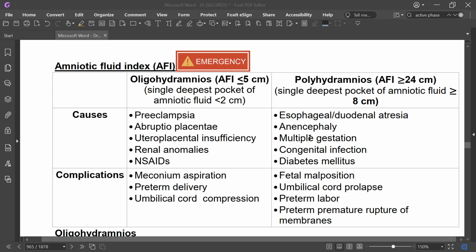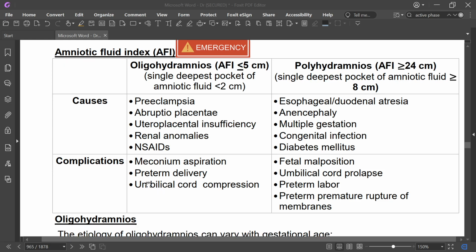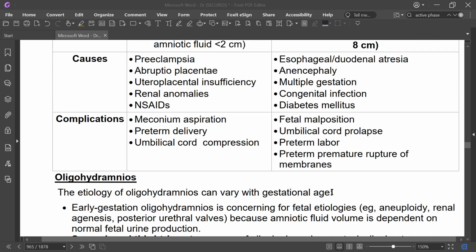Polyhydramnios causes are esophageal or duodenal atresia, anencephaly, multiple gestation, congenital infection, and diabetes. Complications of oligohydramnios are meconium aspiration, preterm delivery, and umbilical cord compression. For polyhydramnios, the complications are fetal malposition, umbilical cord prolapse, preterm labor, and preterm premature rupture of the membranes.